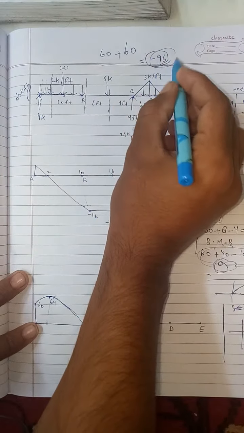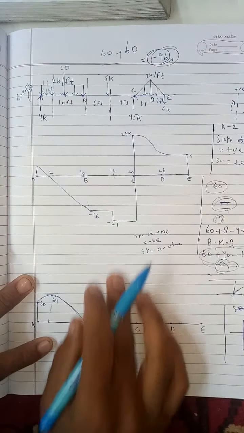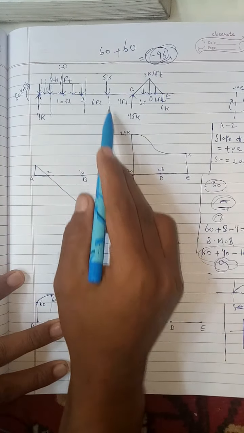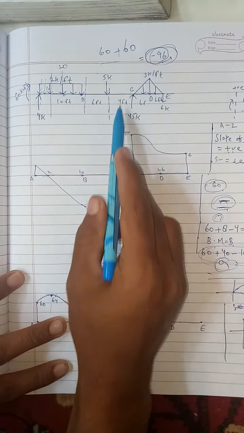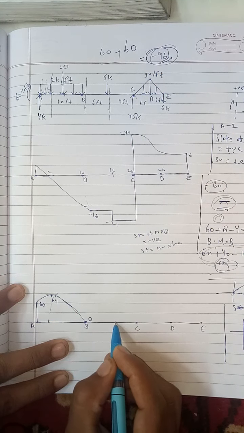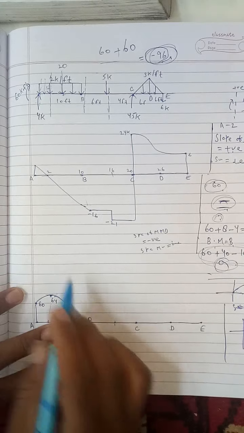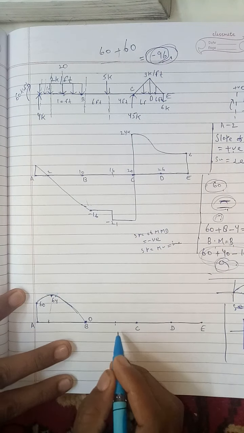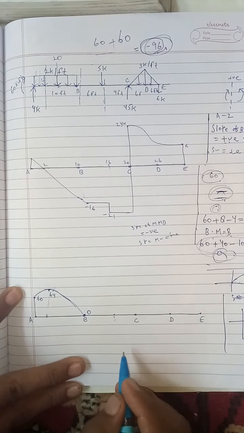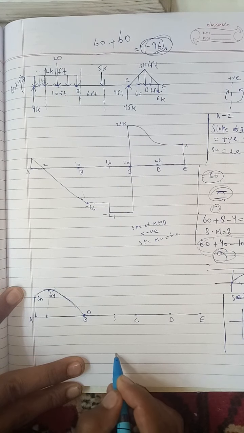I will directly write this value because I want to save your time. Here at this point the bending moment will be minus 96. I will write here that this is at a distance of 16 meter from point A. So this is 16 meter and the bending moment is minus 96.